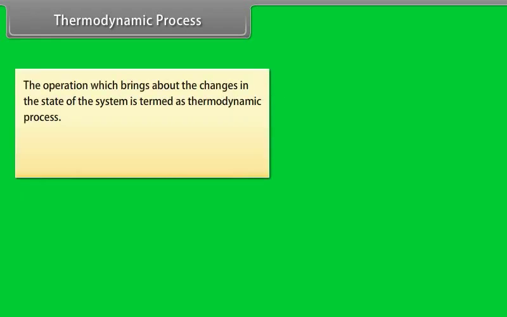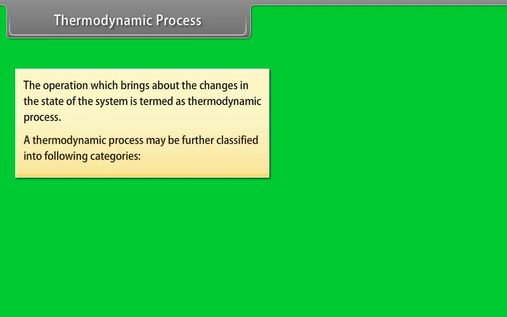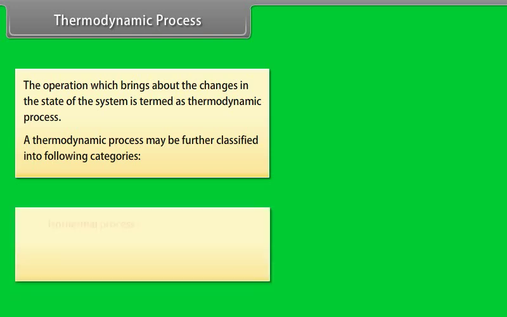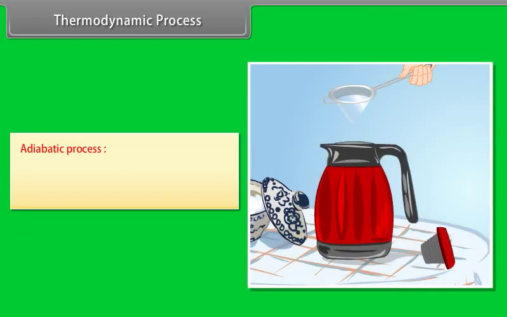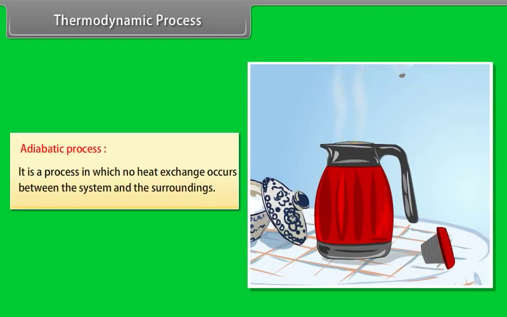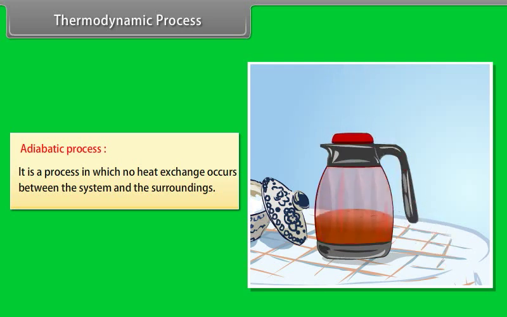Thermodynamic process. The operation which brings about the changes in the state of the system is termed a thermodynamic process. A thermodynamic process may be further classified into the following categories. Isothermal process. It is a process which is carried out at constant temperature. Adiabatic process. It is a process in which no heat exchange occurs between the system and the surroundings.